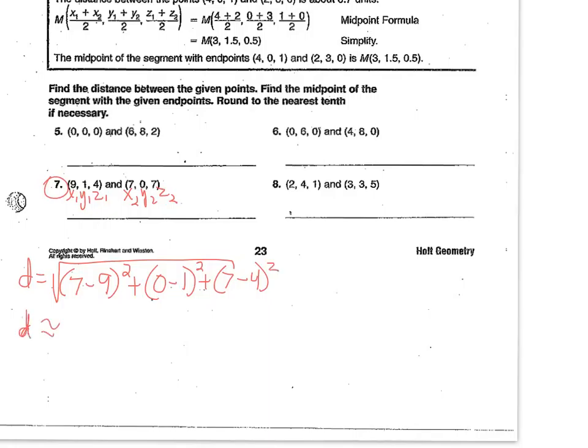So let's put that in the calculator. So the distance is 3.74, and they're not giving any unit of measure, so we just leave it like that. So that's a distance, okay?